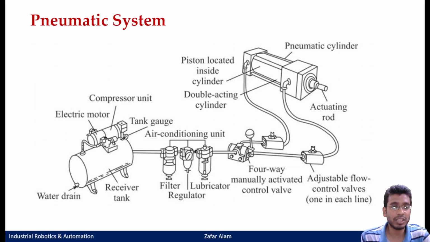hydraulic actuators. Okay, in this case, what is there? Since your reservoir is your atmosphere, there has to be a system in between where you can store the compressed air. So your electric motor runs the compressor, and your pressurized gas is actually stored in the receiver tank. Okay, from there onwards you have your air conditioning unit, which is normally called your FRL unit, where you have your filter, your pressure regulator, as well as your lubricator.